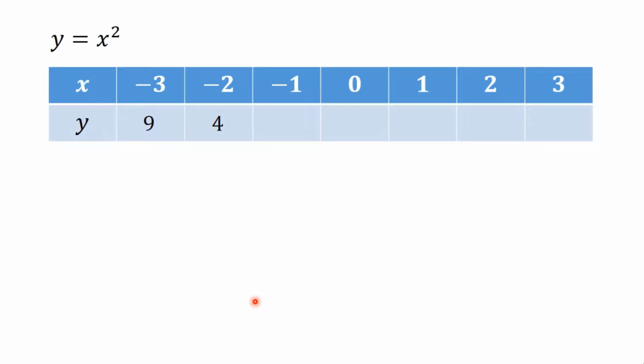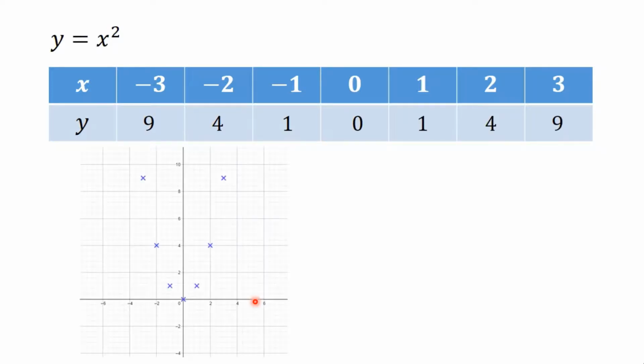Right, and then we've got -1 squared is 1, 0 squared is 0, 1 squared is 1, 2 squared is 4, and 3 squared is 9. So that gives us some coordinates that we can then throw into a grid, into a pair of axes. So I can see here, this is the coordinate negative 3, 9. Over here we've got negative 2, 4, negative 1, 1, 0, 0, 1, 1, 2, 4, and 3, 9. Now this is clearly not the kind of graph we're used to.